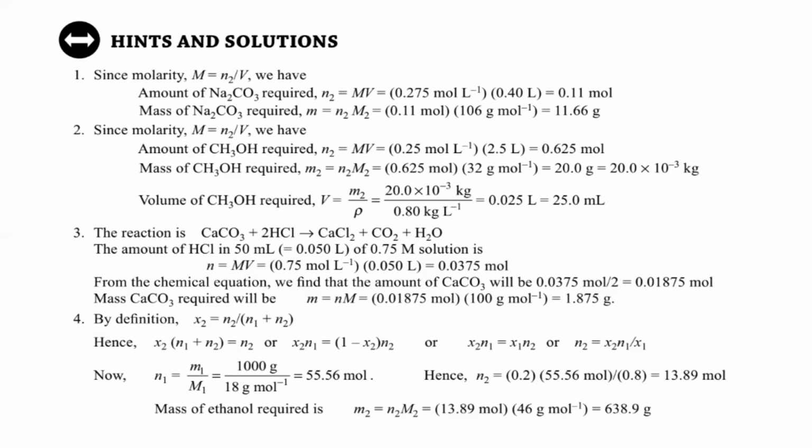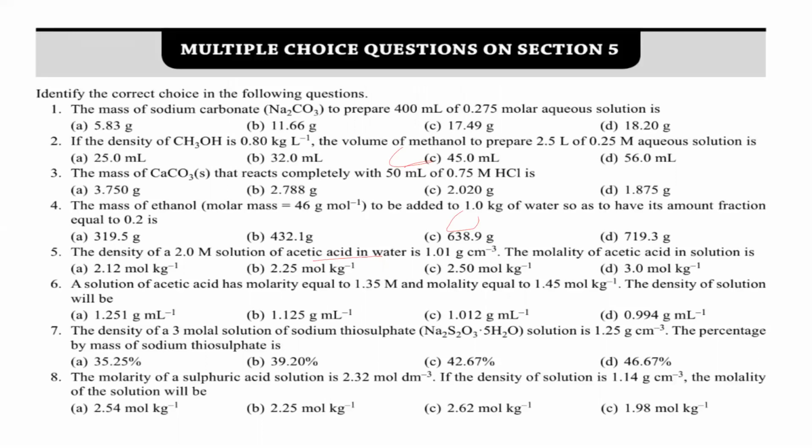Next, question number 5. The density of a 2 molar solution of acetic acid in water is 1.01 grams per centimeter cube. The molarity of acetic acid in the solution is, they're asking for the molality of the solution.